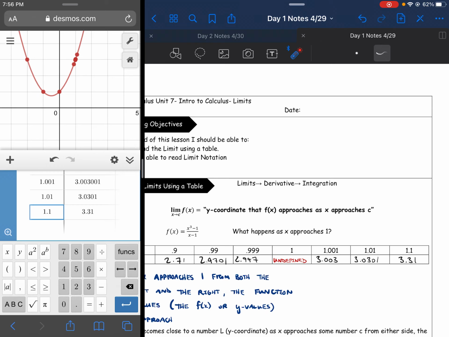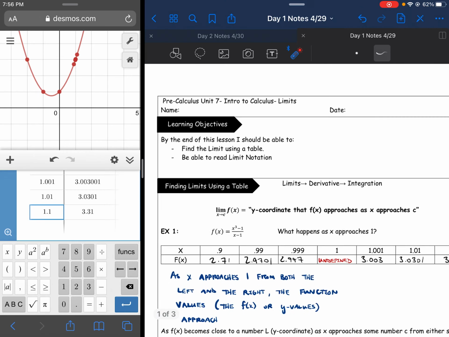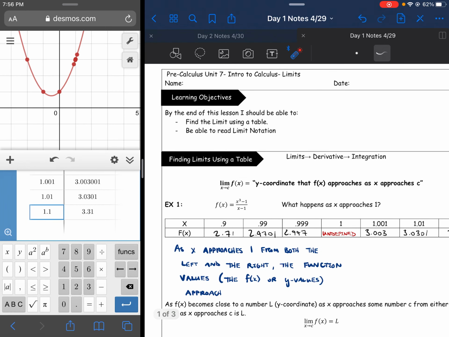It's something that's very important to understand about limits. Limits aren't what does the function equal at this value? It's what does the function approach as x approaches that value. So as x approaches 1 from both the left and the right, the function values, the f of x values or the y values, are approaching 3.